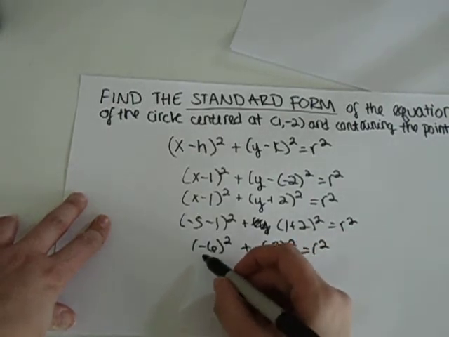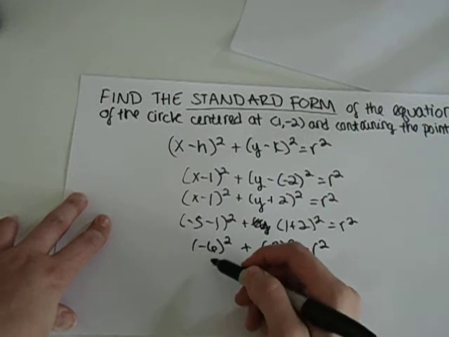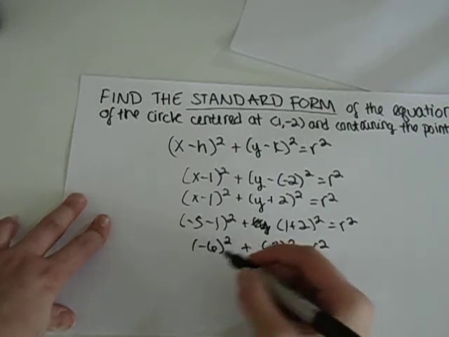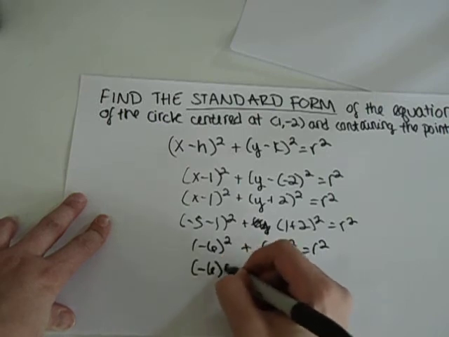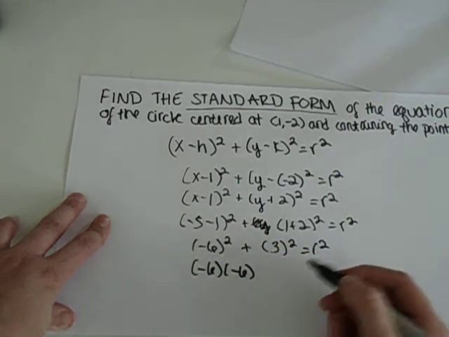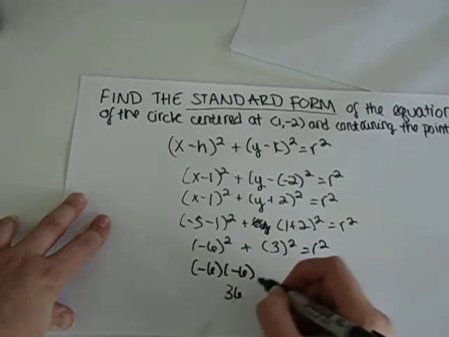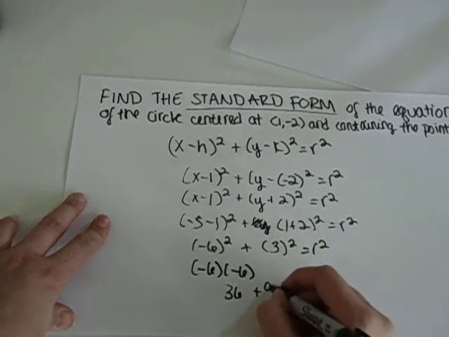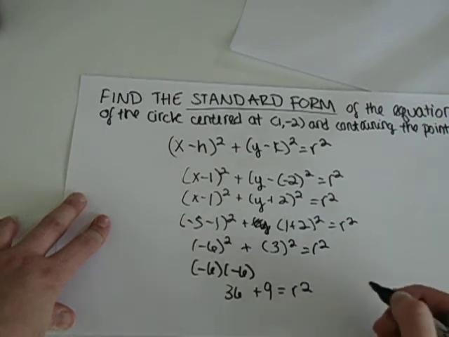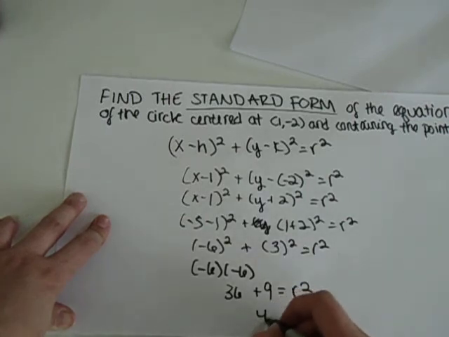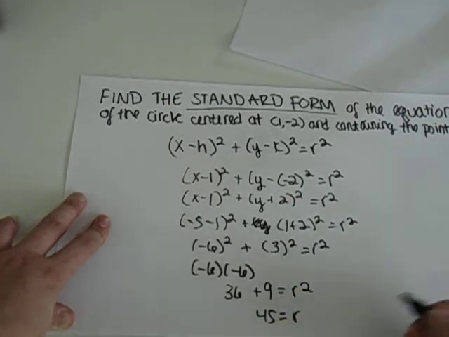Just because it's a negative doesn't mean the answer is going to be negative when you're squaring it. So really it's -6 times -6, and a negative times a negative equals a positive. So that becomes 36 plus 9 equals r squared. So if you add the two together, 45 equals r squared.